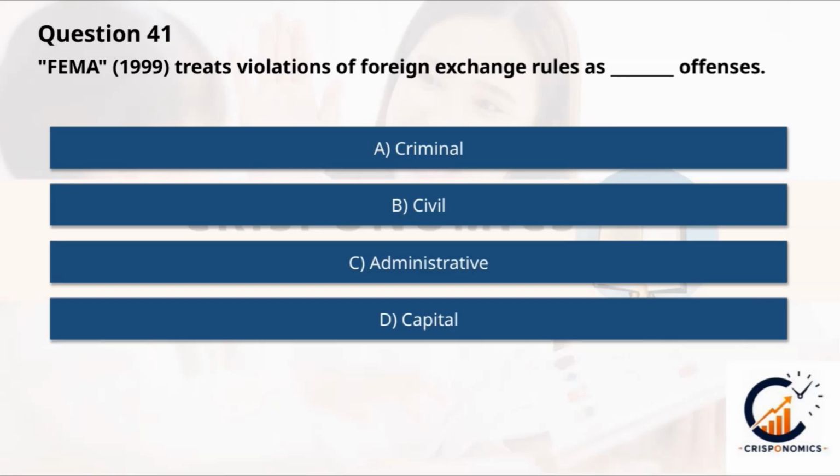Here, we're looking at how different types of offenses are classified under foreign exchange rules, according to FEMA in 1999. The question asks us to identify which category these violations fall into: capital, administrative, civil, or criminal. Understanding this classification helps us grasp the legal consequences tied to foreign exchange violations and sets the stage for deeper discussions on enforcement and compliance.